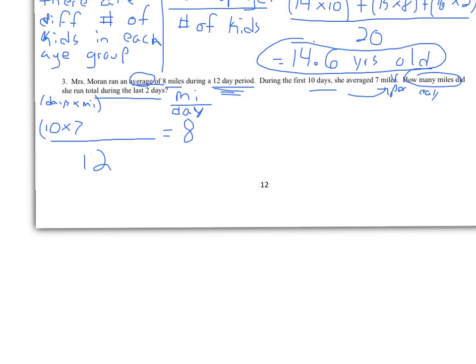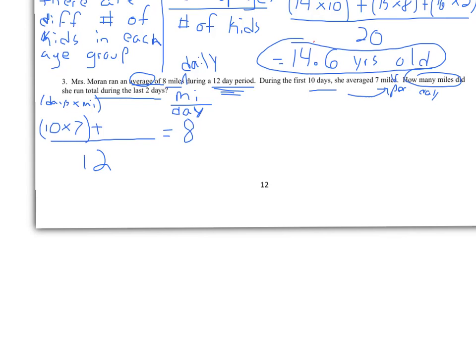Miss Moran ran an average of 8 miles. I want you to add the word daily. Okay, which really means the same thing as per day, right? 8 miles each day. Okay, and again, the question is asking how many miles did she run total during the last 2 days. So again, we can do the 10 days times the 7 miles per day for those 10 days.